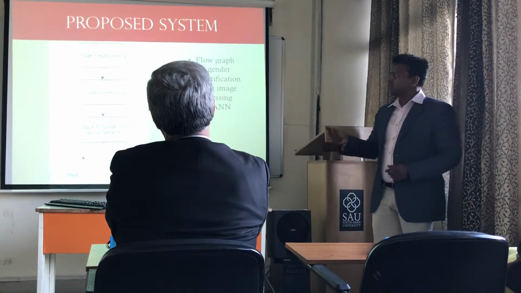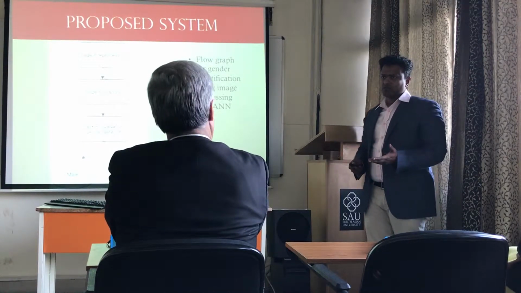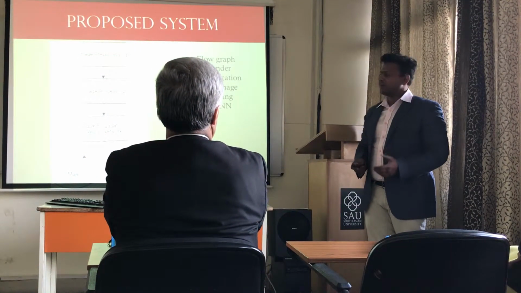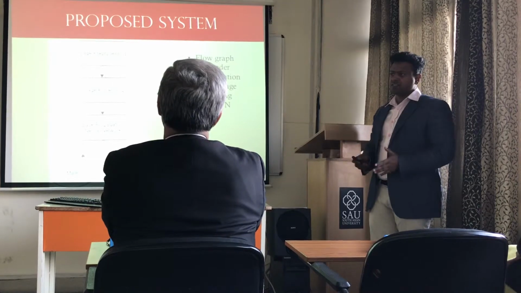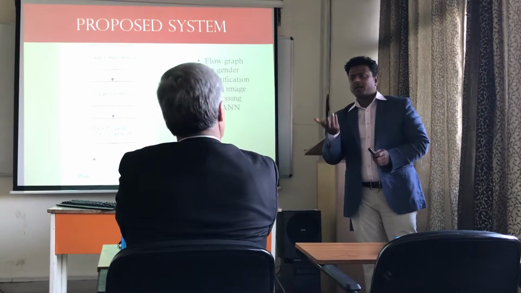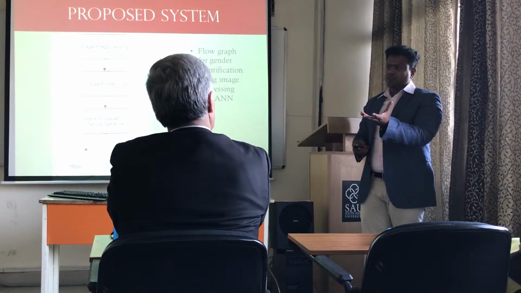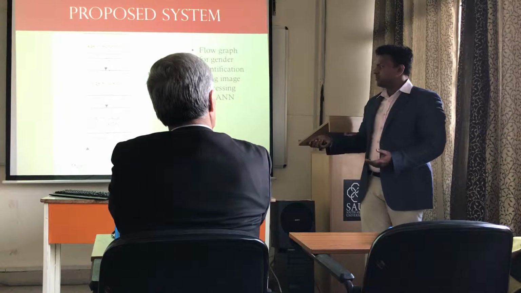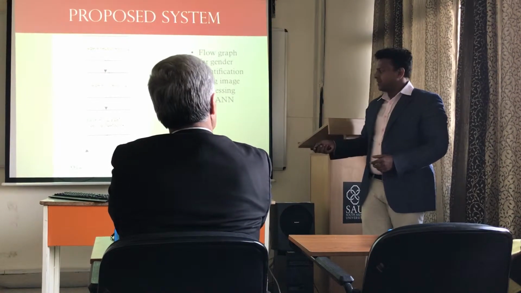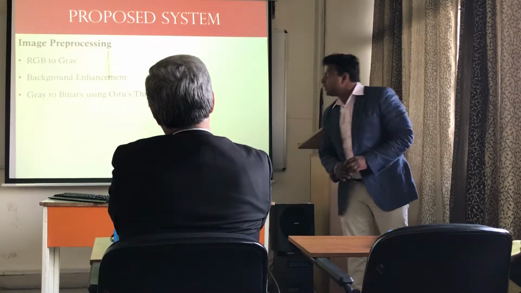The proposed system flow graph goes in this way. First we go ahead with the image pre-processing part, which is always required to remove the noise. The second is the actual image processing, by which we extract all the required features and characteristics. These features and characteristics are converted into a CSV file and given to the backpropagation neural network, and then the identification of male and female takes place.